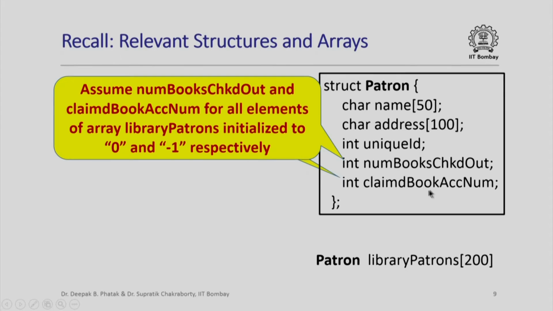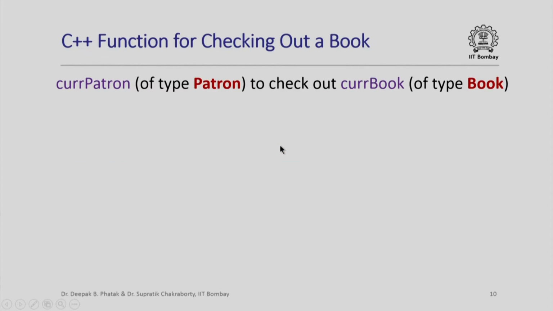And the claimed book accession number for a patron being -1 means there are no pending claims that have been made by this patron for any book. Now let us see how the C++ function for checking out a book might look like.